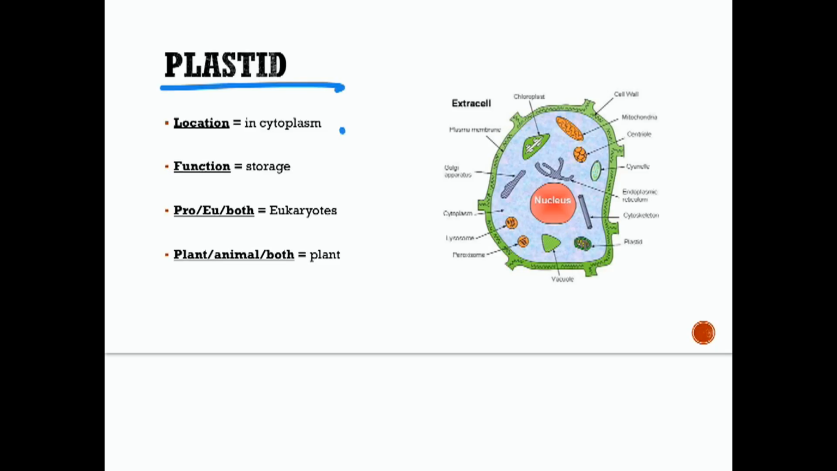Plastid, its location is in the cytoplasm. Its function is for extra storage. You're going to find a plastid in just eukaryotic cells and in just plant cells, not animal cells.